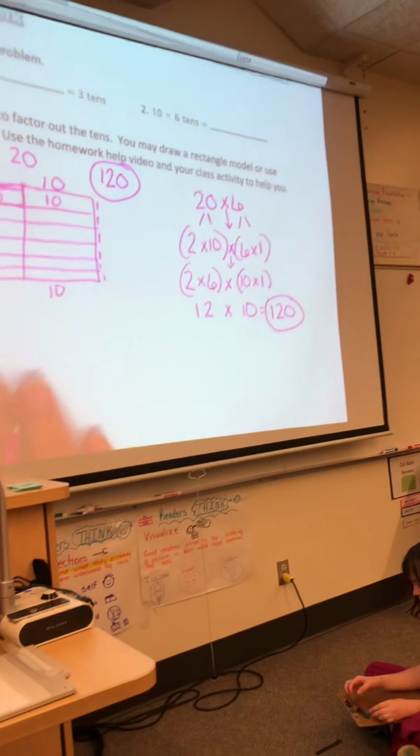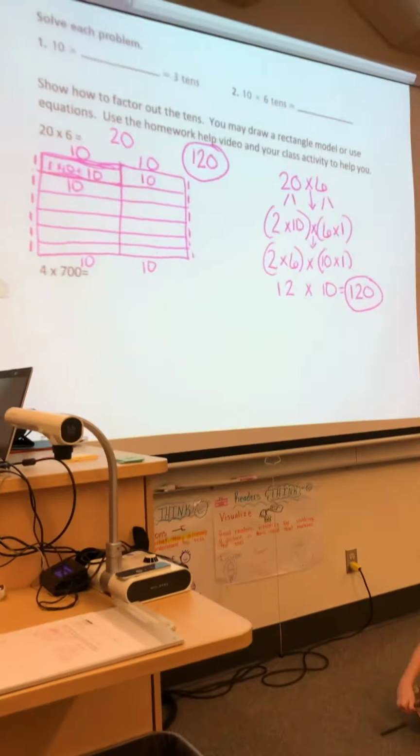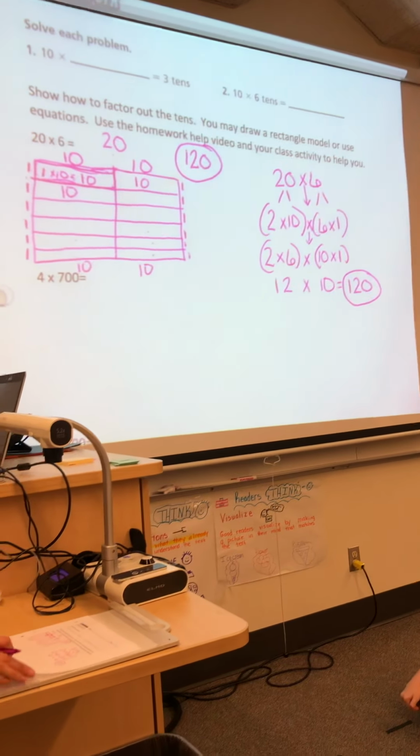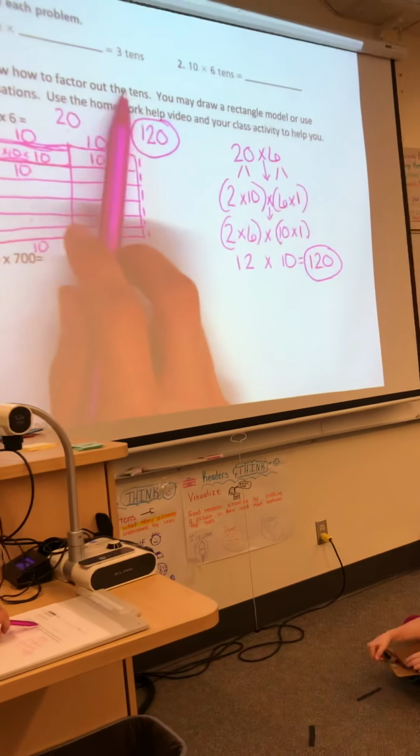If you run out of room on this paper, you're not going to do both methods. But if you do run out of room, you can always do it on a separate piece of paper and then just staple it to it or on the back. And that is how you figure out the answer by factoring out the 10.